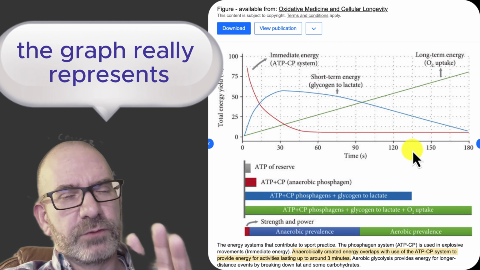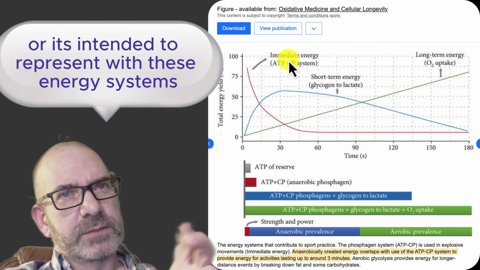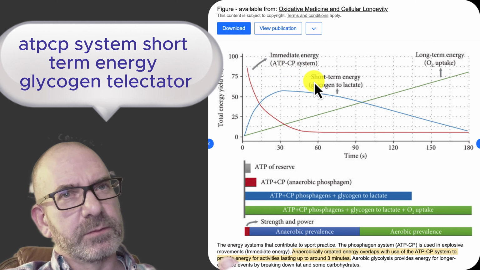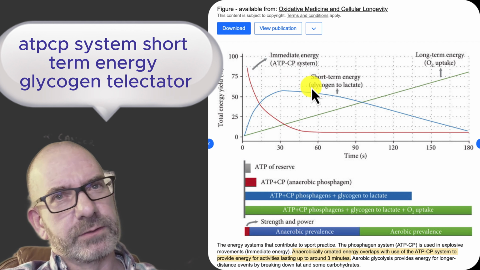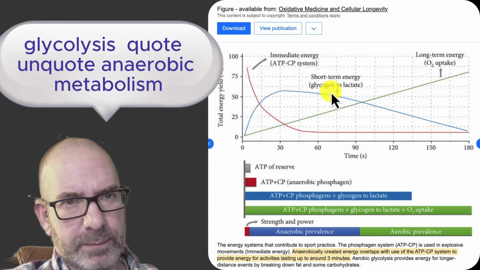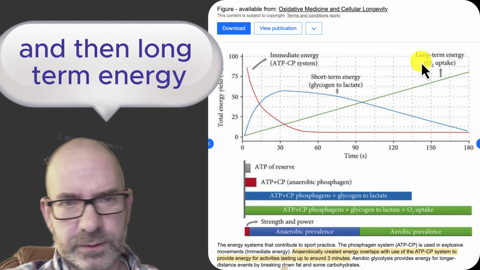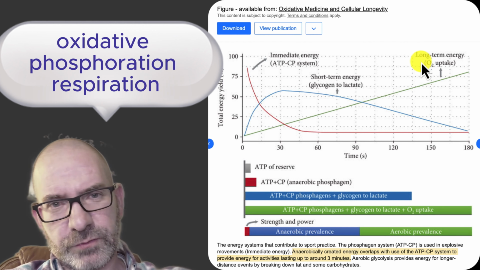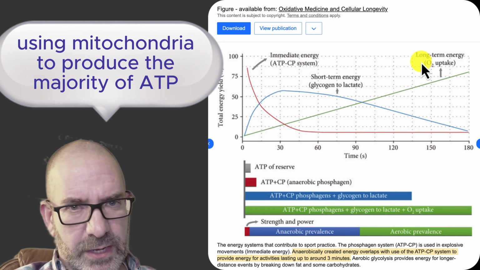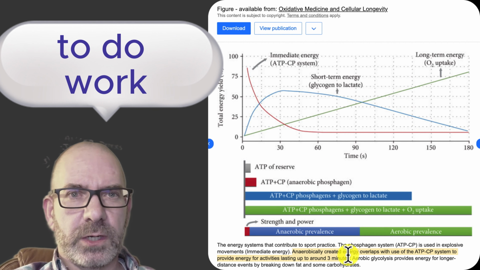the graph is intended to represent these energy systems: the immediate energy system, the ATP-CP system; short-term energy, glycogen to lactate or glycolysis, quote-unquote anaerobic metabolism, which is what they refer to it as; and then long-term energy, oxidative phosphorylation, respiration, basically using mitochondria to produce the majority of ATP to do work.